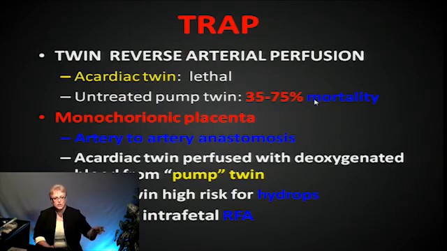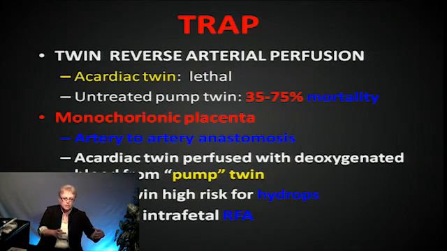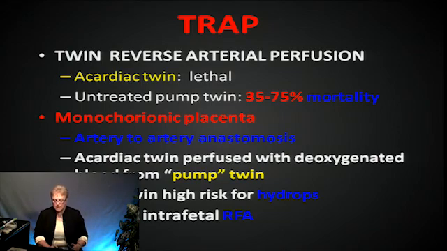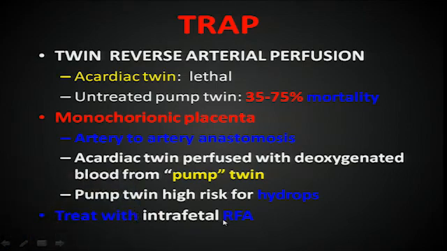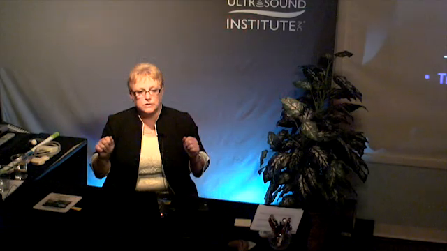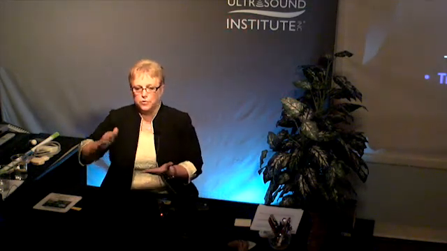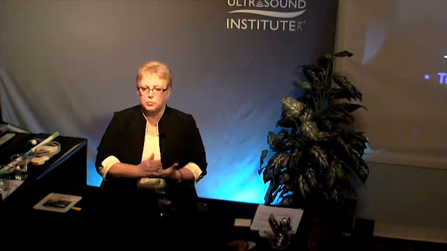Because this is like a big AV shunt. This other baby, the normal baby, is pumping its blood over to this other baby. This other amorphic fetus becomes bigger. It's harder and harder on the normal twin. So you have artery-artery anastomosis. The acardiac twin is perfused by the deoxygenated blood from the pump twin. The pump twin has high risk for hydrops, and we treat this with an intrafetal RFA, radiofrequency ablation, where you go in there and you ablate those vessels. So if you can diagnose this, the fetal surgeon will come in there, standing there when you're scanning, trying to map out where the vessels are. So when they go in there, they already have a plan as to what they're going to do.